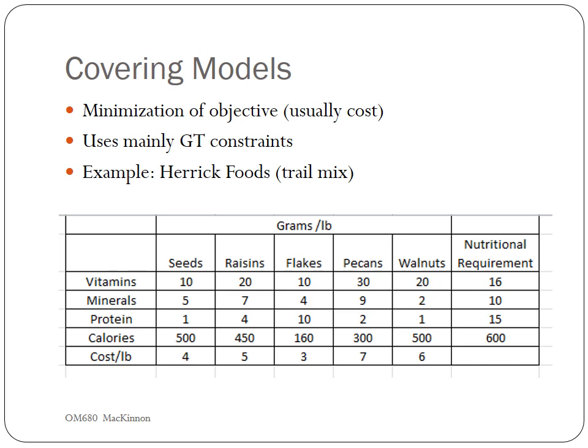They make trail mix. So you have the various components of the trail mix: seeds, raisins, flakes, pecans, and walnuts. And you have in the grid the various vitamins, minerals, protein, calories, and cost for them. And you have a nutritional requirement on the right-hand side. Intuitively, you should understand that we're going to want to meet or exceed the nutritional requirements while minimizing our costs.